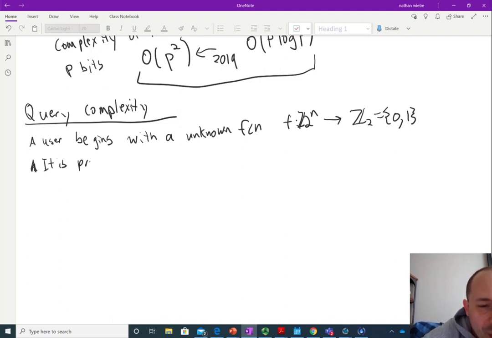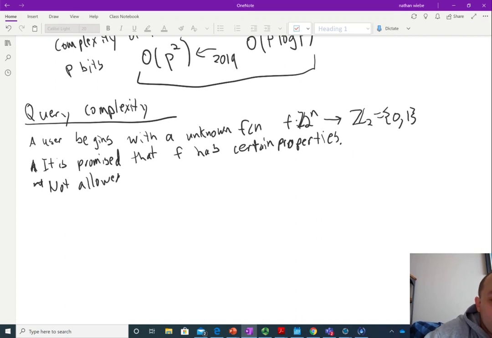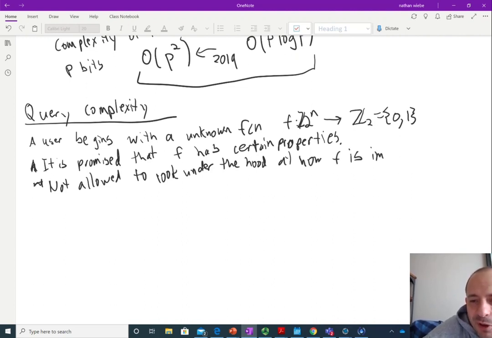It is promised, however, that f has certain properties, okay? So in this model, we're told when we begin that f will have some type of property, like, for example, that there exists only one element that evaluates to 1. Now, these properties we generally assume we don't need to test. We have absolute confidence that the unknown function that's been provided to us has those properties. And the next thing is, we are not allowed to look under the hood at how f is implemented. So we're not allowed to introspect on this subroutine.